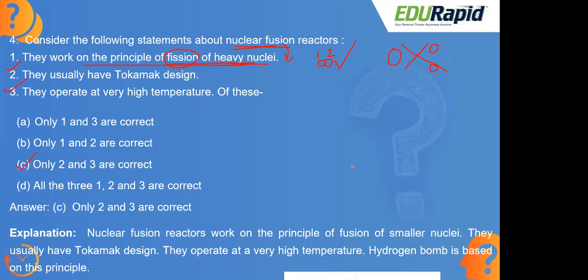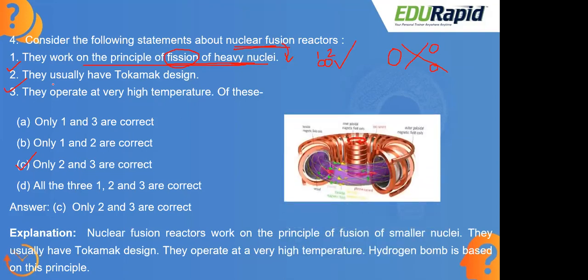Clear? So when we are looking at the second statement, they usually have a tokamak design. This is a tokamak design that you can see here. Nuclear fusion reactors work on the principle of fusion of small nuclei. Smaller nuclei will fuse together. They work on that principle, and they usually have a tokamak design.